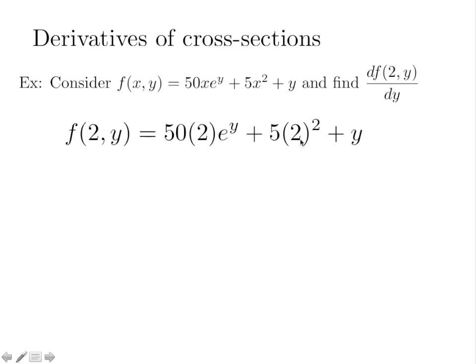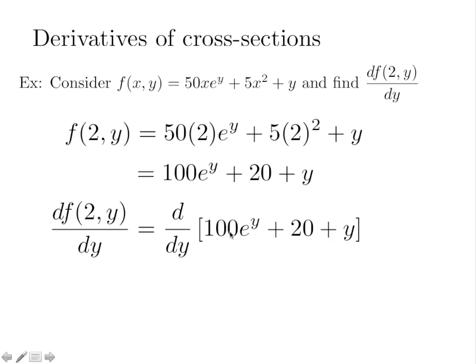Now if you simplify the right hand side expression a little bit, you have 100 times e to the y plus 20 plus y. Next, you can find the derivative of this cross-section. That is the derivative of 100 e to the y plus 20 plus y. The derivative of the first term is 100 e to the y. The derivative of the second term is 0 because 20 is a constant. And the derivative of y with respect to y is 1. Therefore, the derivative of the cross-section f of 2 comma y equals 100 e to the y plus 1.